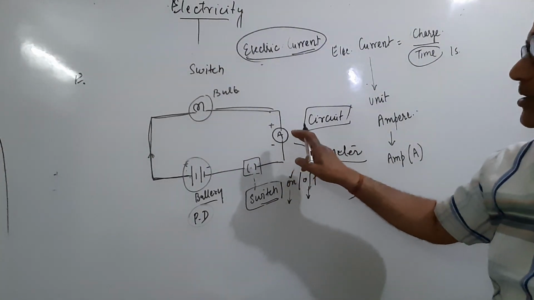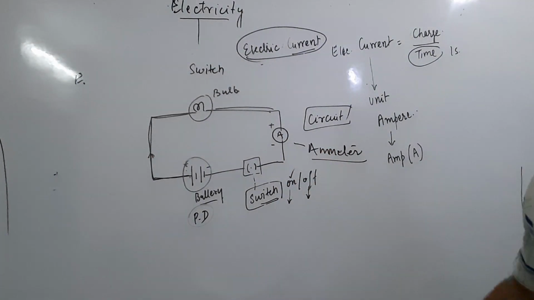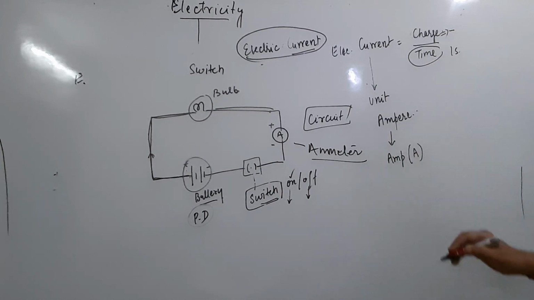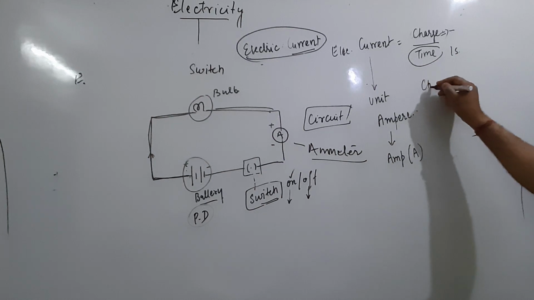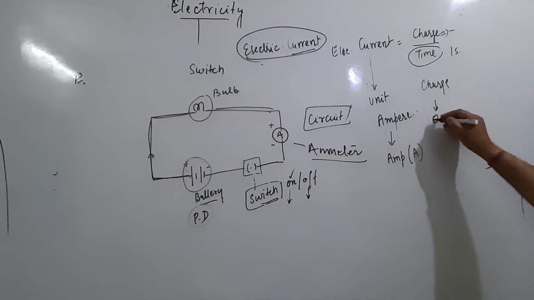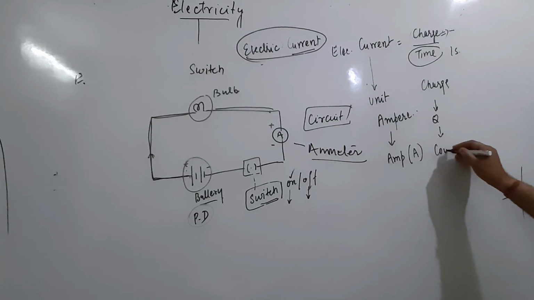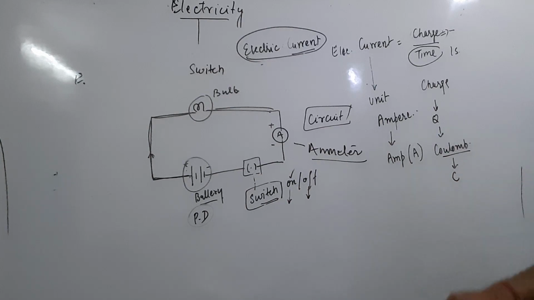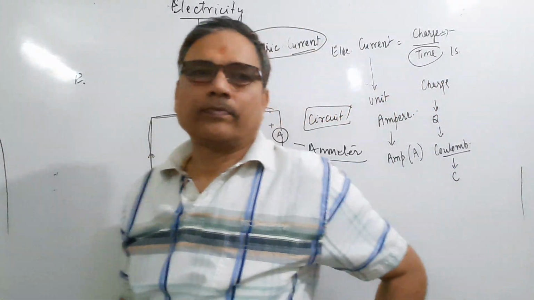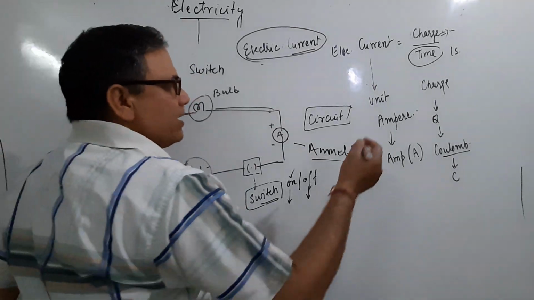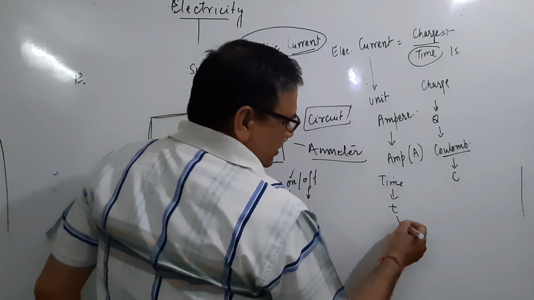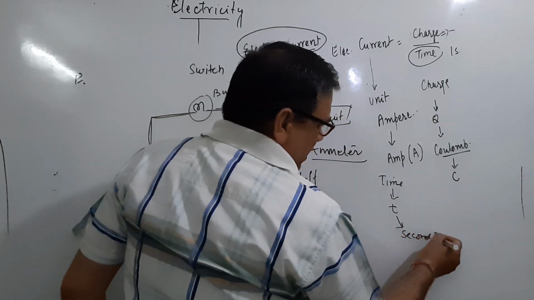This A indicates an instrument. What is the name of the instrument? We will check it. And the charge is represented by Q, and the unit of charge is coulomb, which is capital C. And now the time, you know it very well, time is represented by small t, and its unit is second, S.